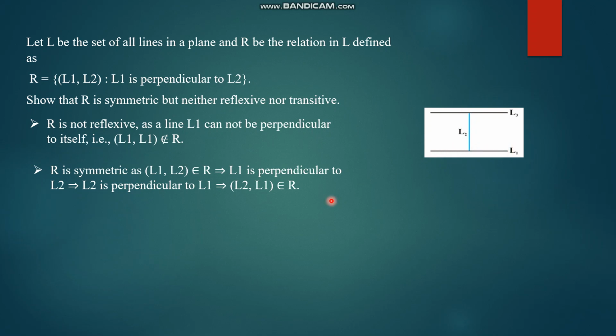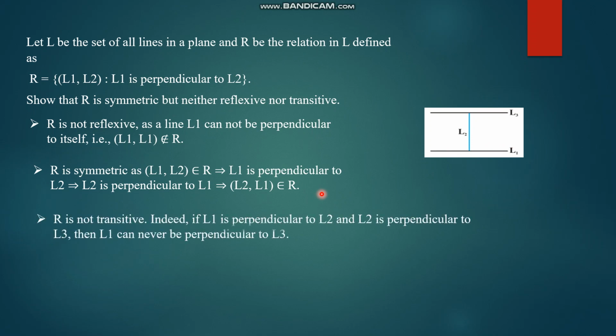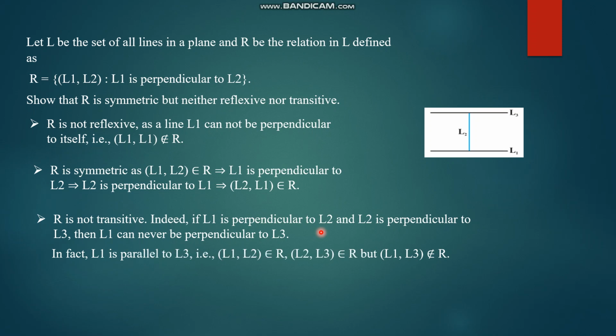perpendicular to L1. Therefore, R is indeed symmetric, but R is not transitive because if L1 is perpendicular to L2 and if L2 is perpendicular to L3, then we know that L1 is parallel to L3, not perpendicular to L3. So in that case, R won't be transitive. As you can see, L1 is parallel, so we cannot have it as transitive.